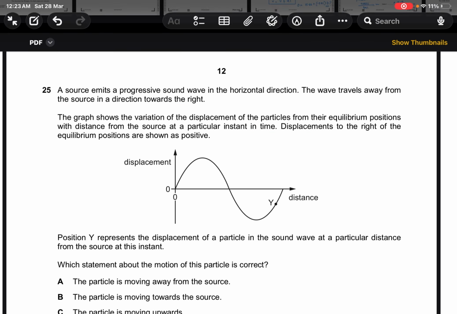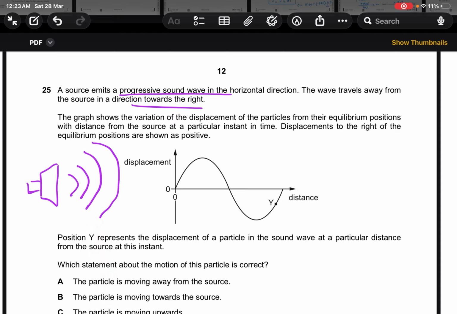A source emits progressive sound waves in a horizontal direction. The wave travels away from the source in the direction towards the right. So this is my speaker, for instance, that is emitting sound waves. There are going to be compressions and there are going to be rarefactions.